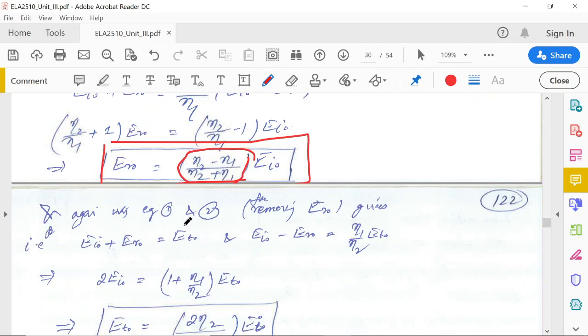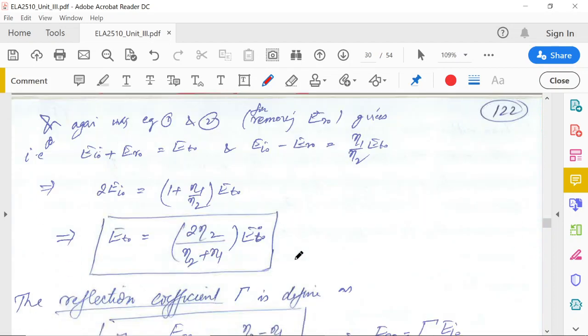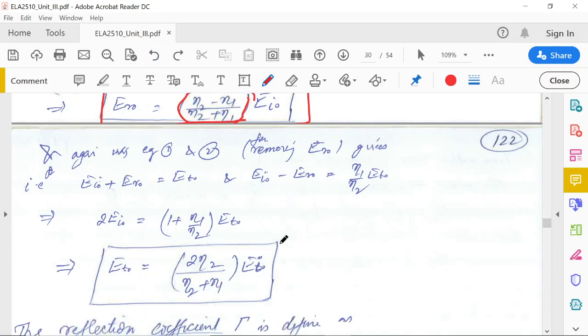Similarly, you can use equation 1 and equation 2 to get another relationship, which gives the transmitted electric field on the medium 2 side. How much portion is transmitted to medium 2 is governed by the factor 2 eta 2 over (eta 2 plus eta 1) times EI0. So we have these two equations, which are very important.